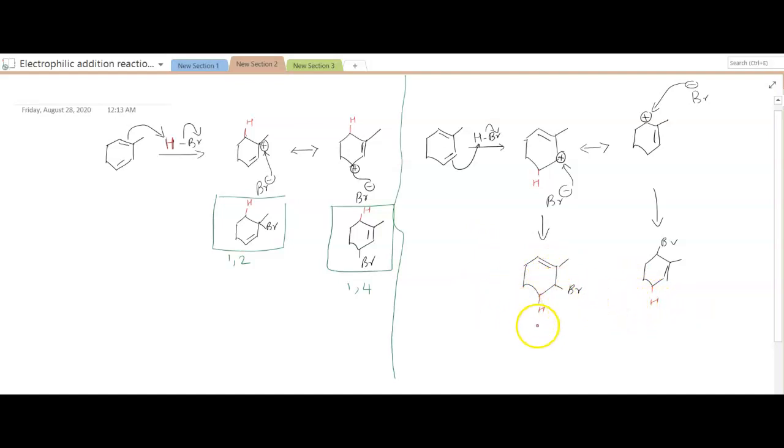So this one is my 1,2, and this one is my 1,4 product, right? Let me box this too, this one and this one. So in this particular reaction with this unsymmetrical alkene, you get 4 different products.